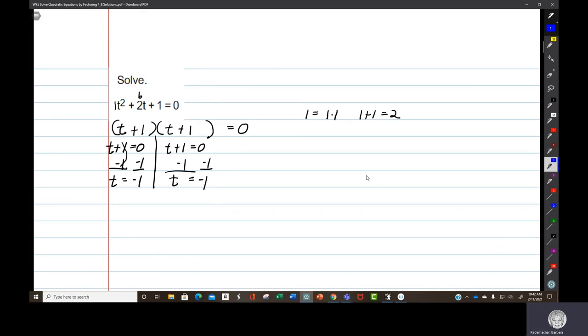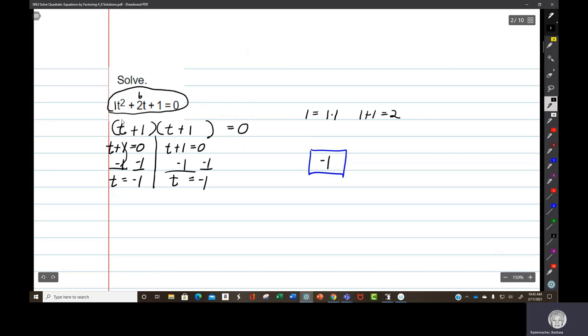But here in the answer box, all I'm going to do is write negative 1, because that's the only answer I have. Solution. Solution to this equation.